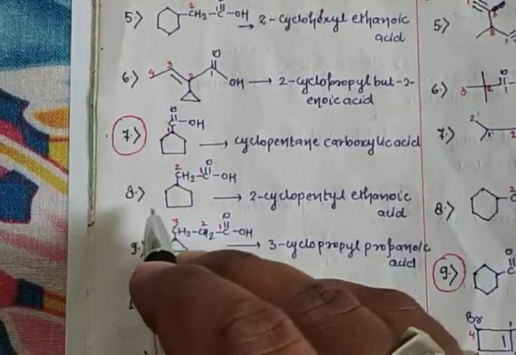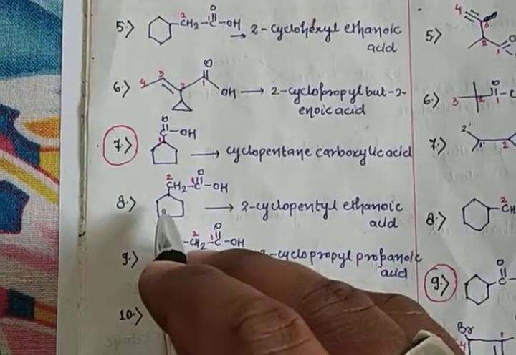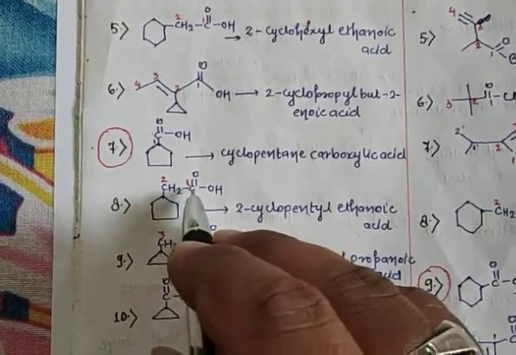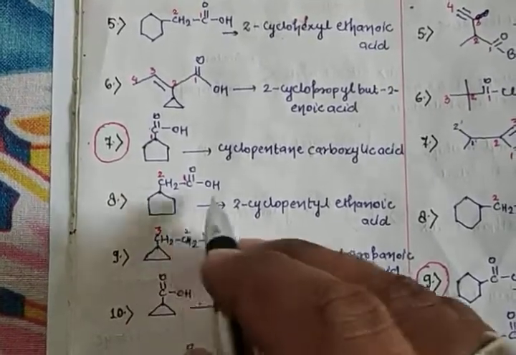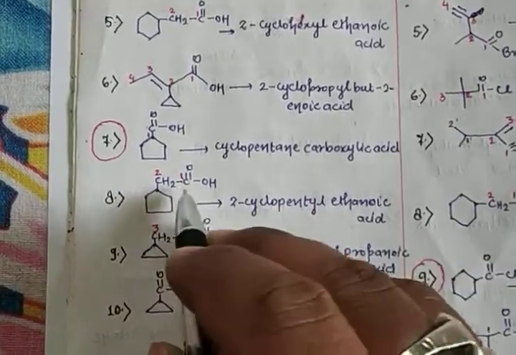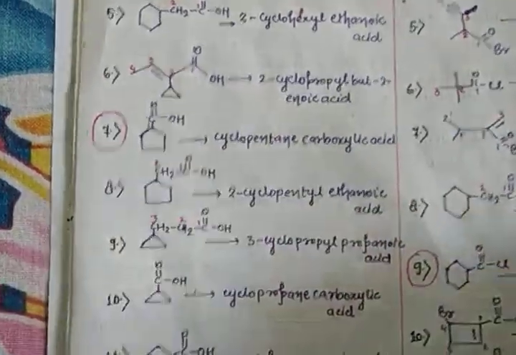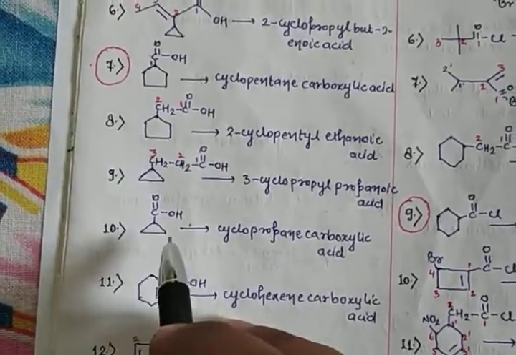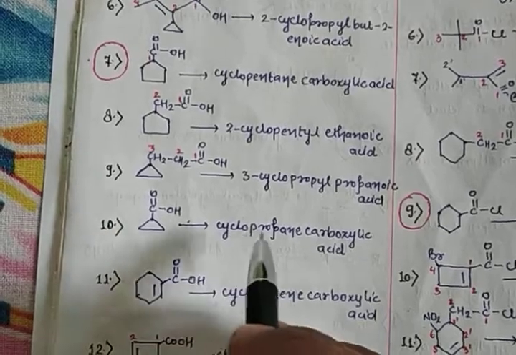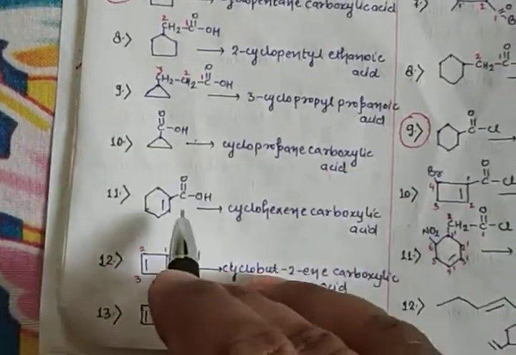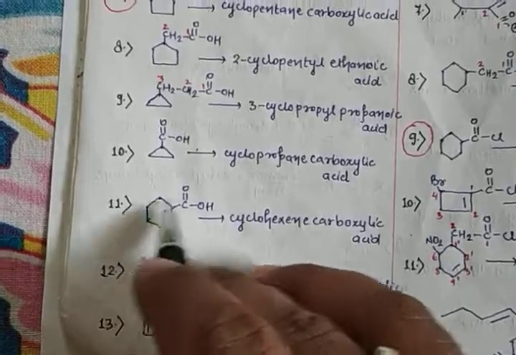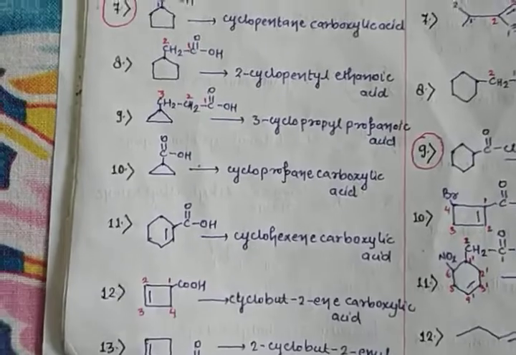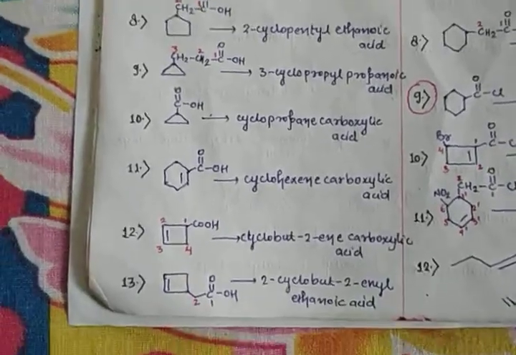Now the next example: the COOH is not directly attached with this ring. There is a CH2 group. Then after COOH, it means the priority is 1, 2, so 2-cyclopentyl, and there are 2 carbons, which means ethane, and E is replaced by oic acid, so ethanoic acid. The same for this, and this is also an important example. This cyclic structure is directly attached with COOH, so cyclopropane carboxylic acid. And the same for this cyclohexene, because the position of the double bond is at carbon 1, cyclohexene carboxylic acid.